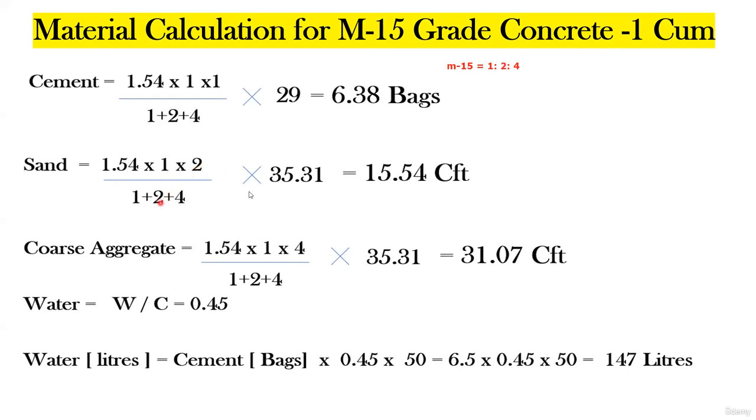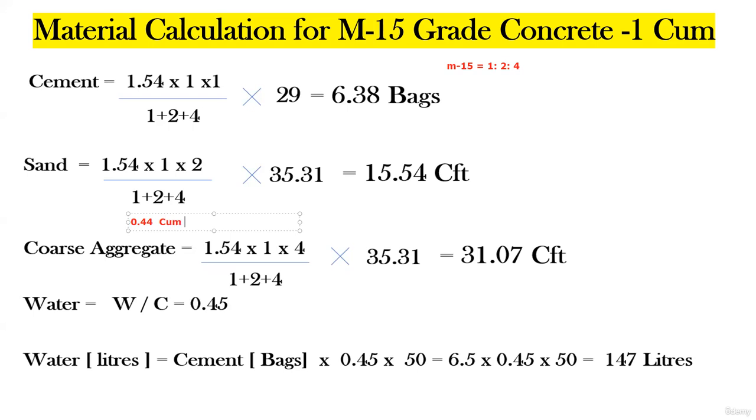Divided by the total ratio. The total ratio is 1 plus 2 plus 4. And now you do this. Okay, so let me do this manually. 1.54 into 1 into 2, divided by 1 plus 2 plus 4. Try to do it manually. 1.54 into 1 into 2 divided by 7. So I'm getting 0.44. Okay, so again, this 0.44 is in cubic meter.